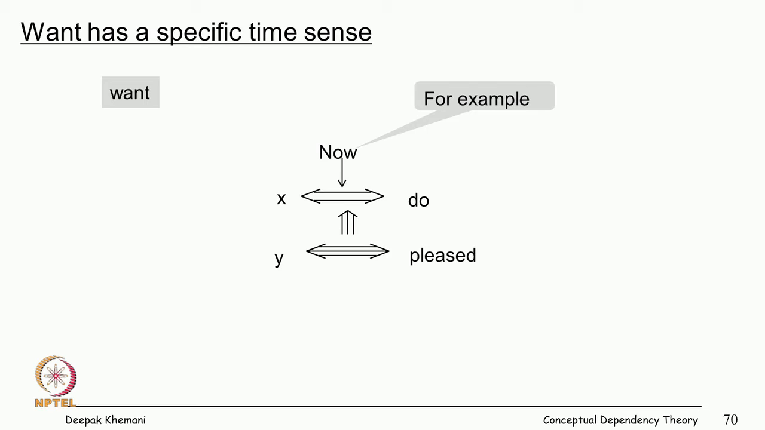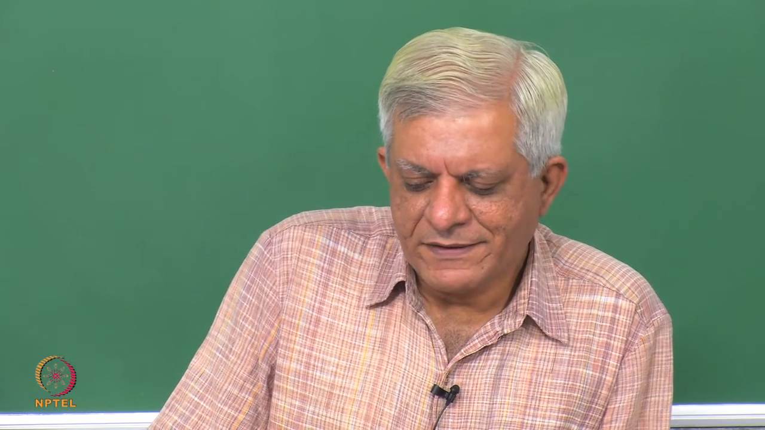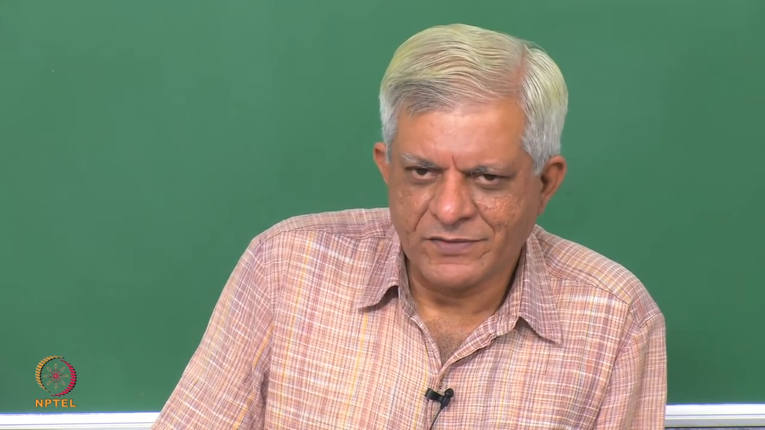One of them is that if x does something, for example, now, then y will be pleased essentially. If I say, "I want you to sing a song," or something like that, then this is a sense that I would be using. If you want to say that I wanted it, then this same thing, that if x does something, I will be pleased. I thought about that in the past essentially. So, I conceptualized in the past that if in the future x does something, then I would be pleased essentially.